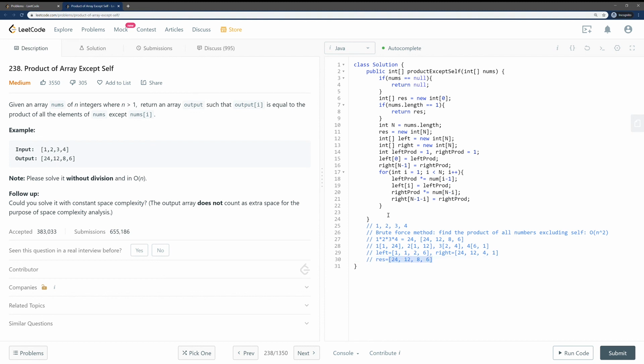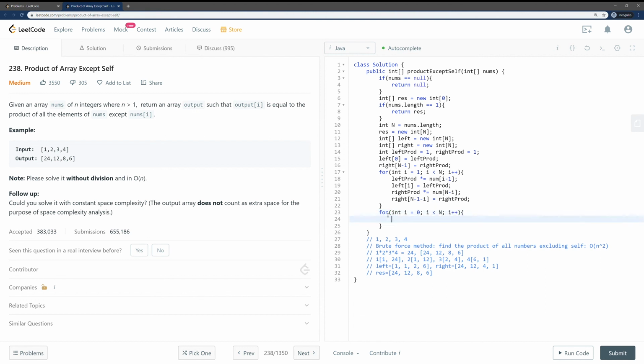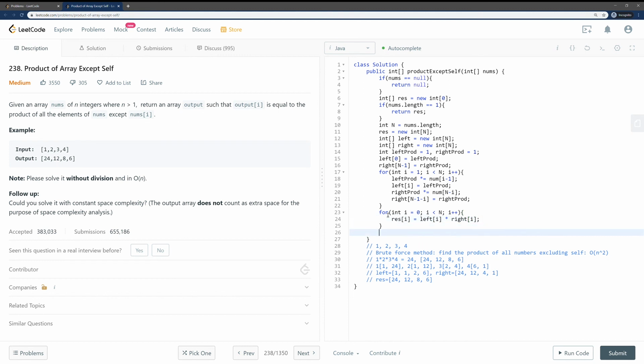So how can I do that? That's pretty easy. For each of the locations i less than n, we want to update the results of these values as multiplication of left ith element multiplied by right ith element, and finally we'll return the result.